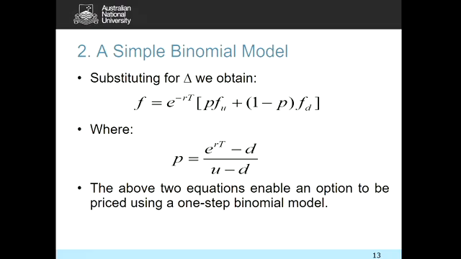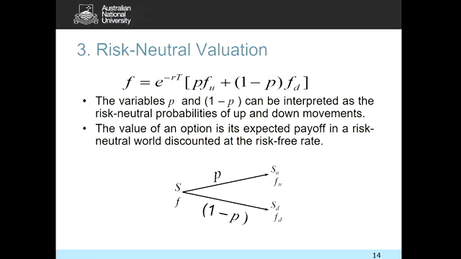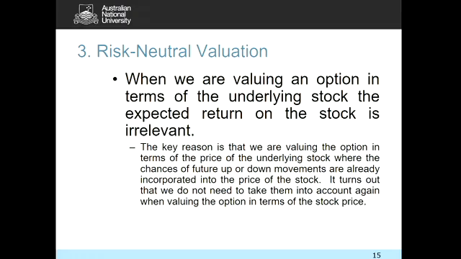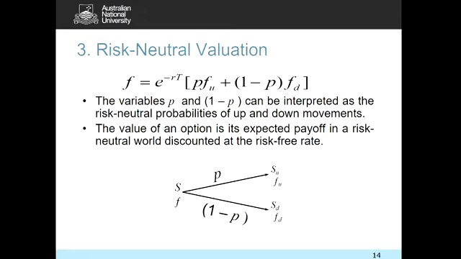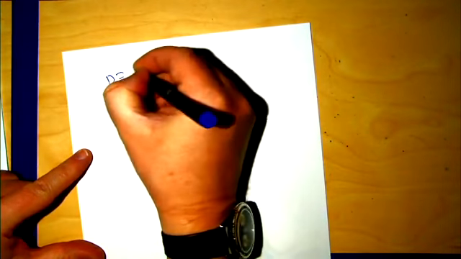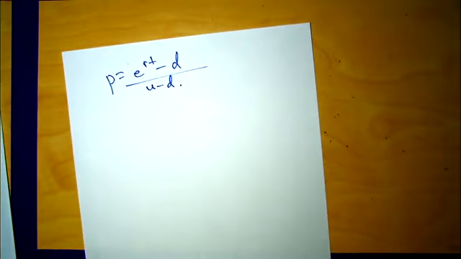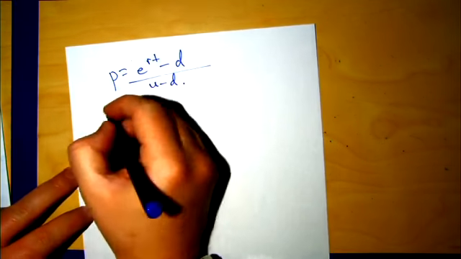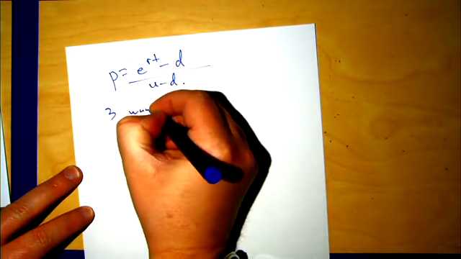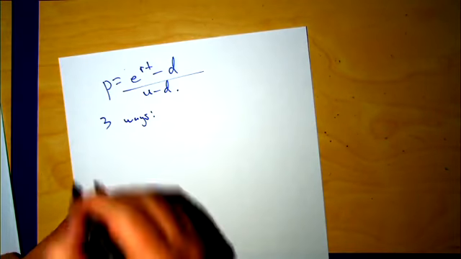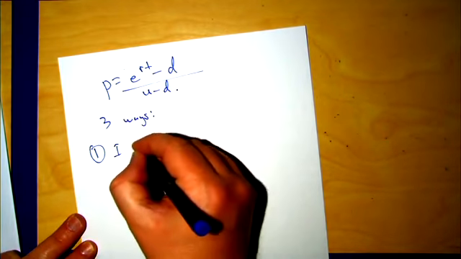So let's talk about calculating P. We just said that P is equal to e to the RT minus D divided by U minus D. Remember, P is my probability of moving up the tree. There are three ways you'll need to calculate this. Number one, I tell you that prices go up or down to a dollar value.